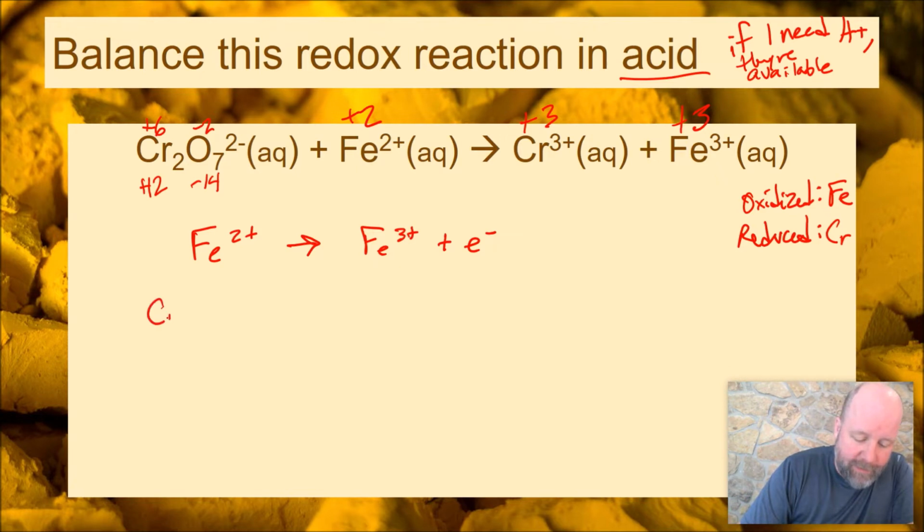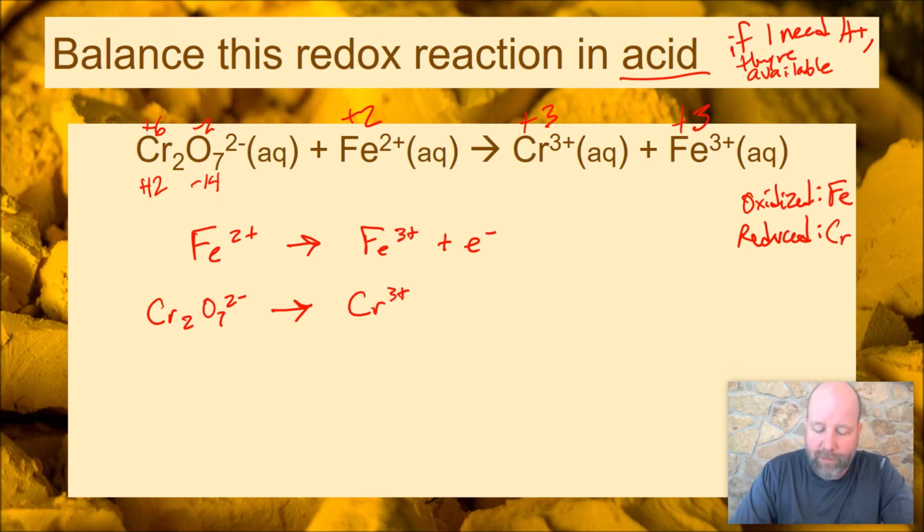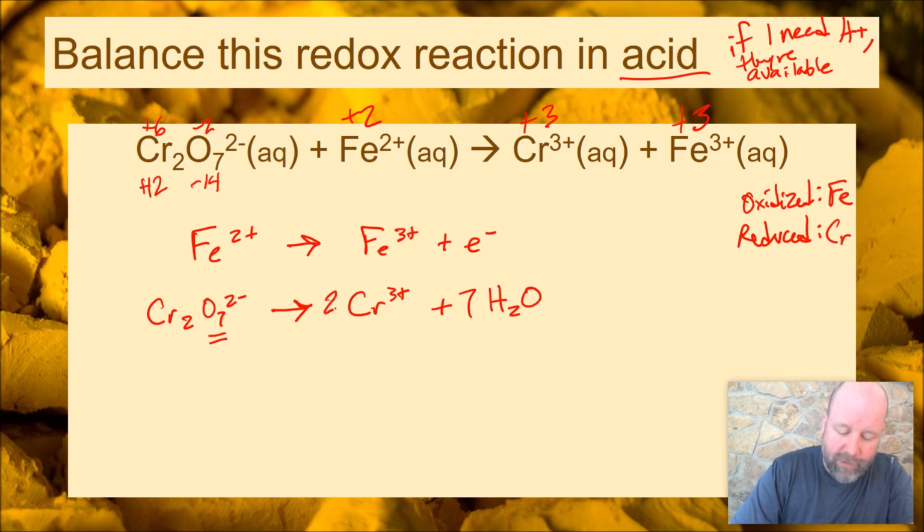So this chromium is going to turn into the chromium 3 plus from that 6 plus oxidation number. And so I'm going to have to do a lot of things. I need oxygen, so I need to add 7 waters. And there's 2 chromiums. I didn't even notice that, so I need to put a 2 there to take care of that. Now I got a bunch of hydrogens on the right that I don't have on the left, but hydrogens are available, so I'm going to put 14 H plus.